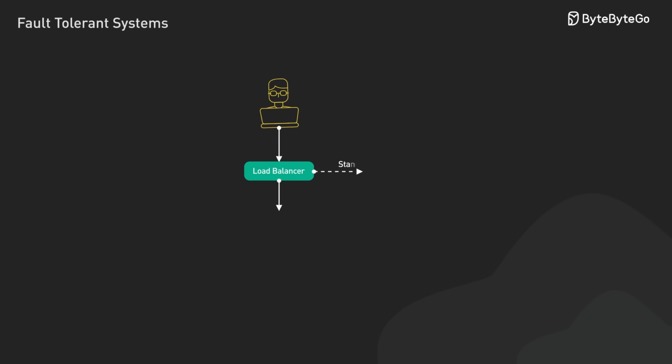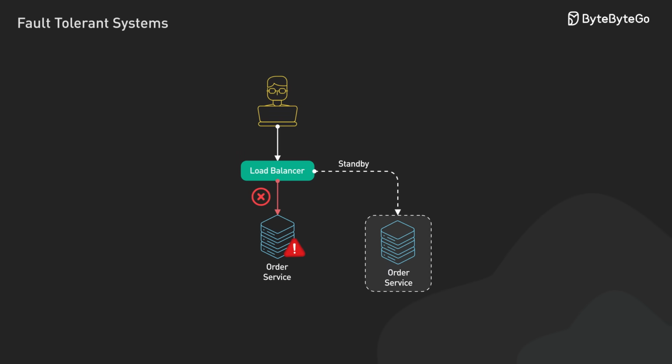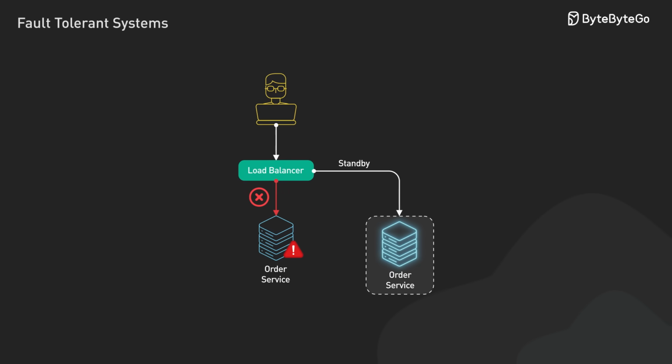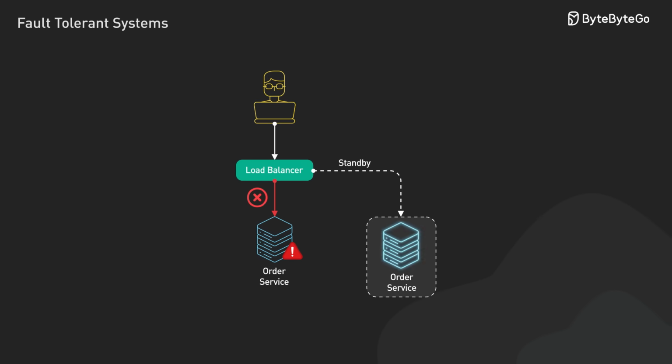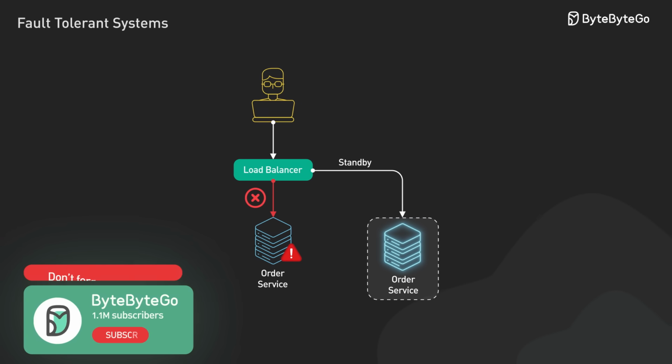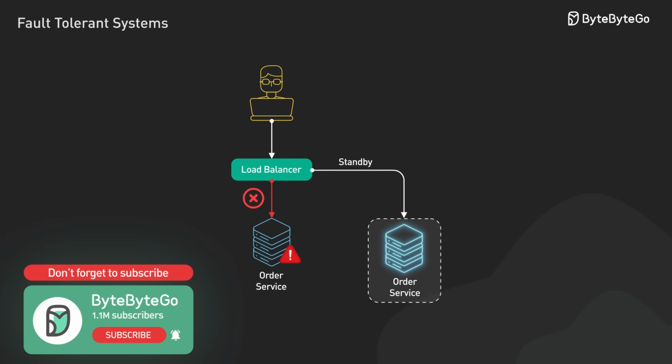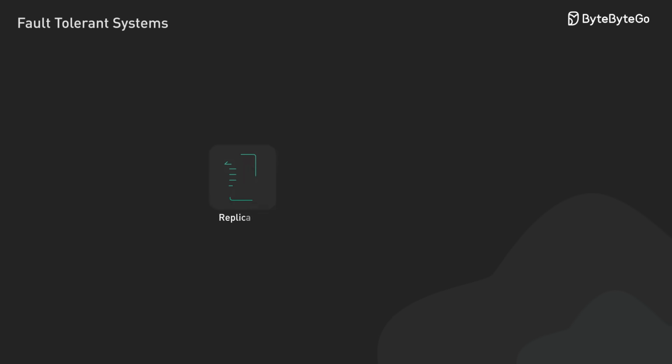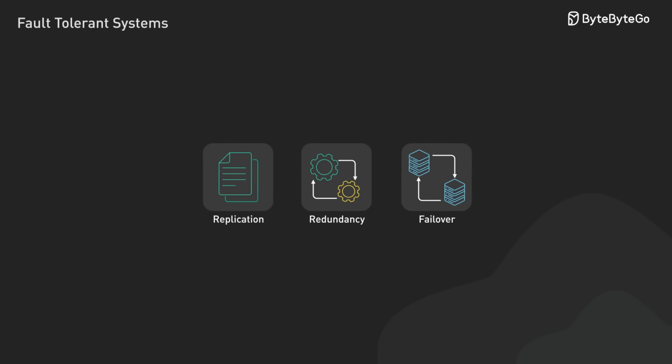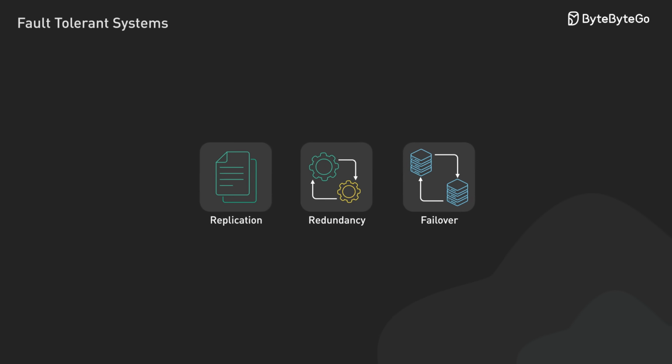At its core, fault-tolerant means our system continues to function even when some components fail. We plan for failure by anticipating breakdowns and putting recovery measures in place before things go sideways. Let's begin with replication, redundancy, and failover, which are closely related yet serve distinct roles.